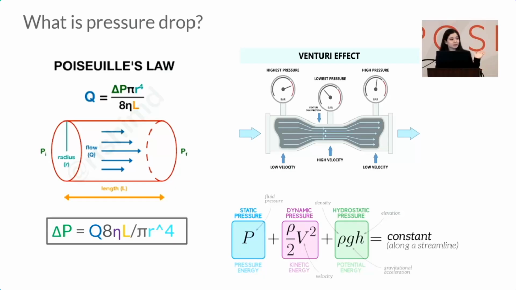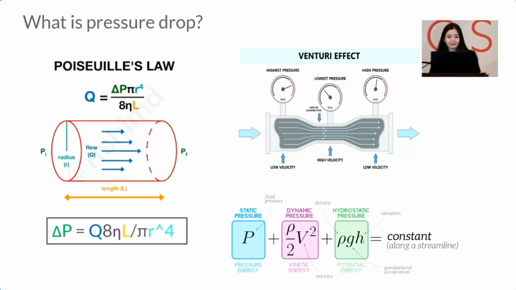So the first one is Poiseuille's law. I rewrote the equation below so that it's a function of pressure change. But it essentially states that a change in pressure is affected by your flow, which is Q, your viscosity, which is that long N, the length of the tubing, which is L, and the radius of the tubing, which is R. So as you have higher flows, higher viscosity, higher lengths of tubing, and a smaller radius of that tubing, you're going to have more drop when you go from one end to the other.